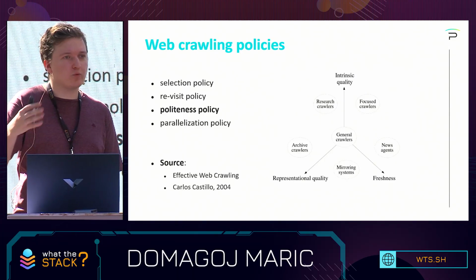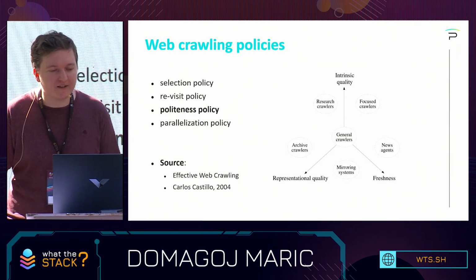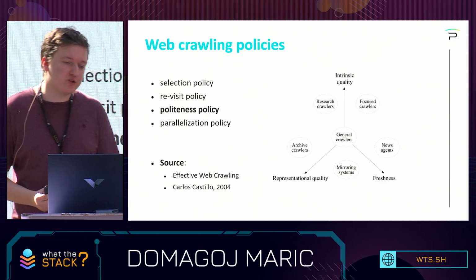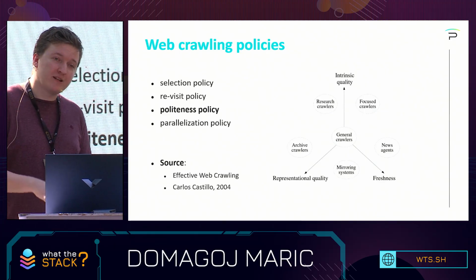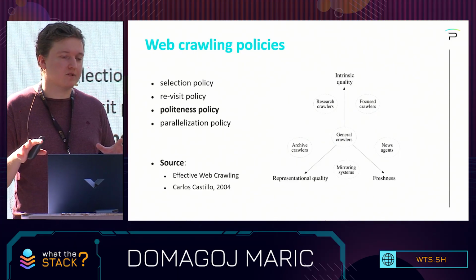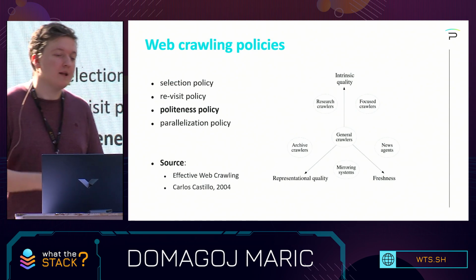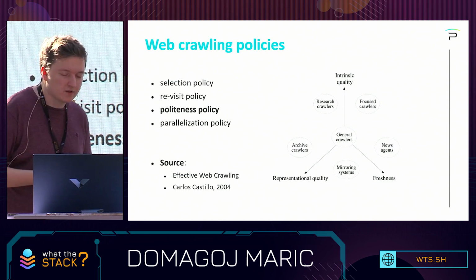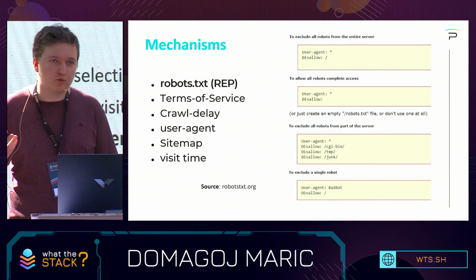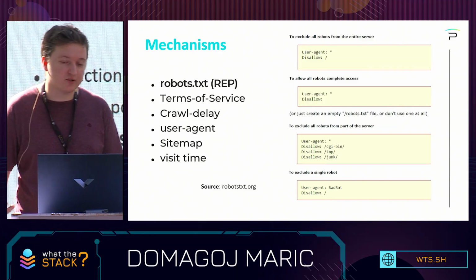Revisit policy: when will you continuously visit the site again for new information. Also, sitemaps usually have information regarding that. Parallelization policy, which means how many concurrent and parallelized scrapers will you have and how will you coordinate them to do the job. And of course the most important one being the politeness policy, which means how to stay polite when you're crawling, how to not overload the server, how to not breach the terms of service, and so on.